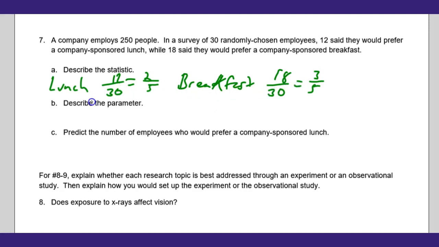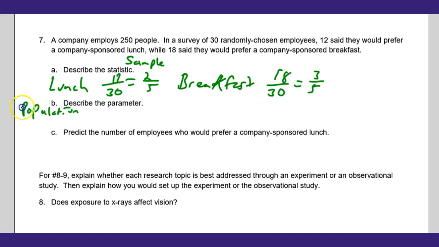Now, for this next one, it says describe the parameter. Well, remember, a statistic is associated with a sample. So the sample size is 30 people, and the stat was 12 out of 30 and 18 out of 30. The parameter is associated with the population.